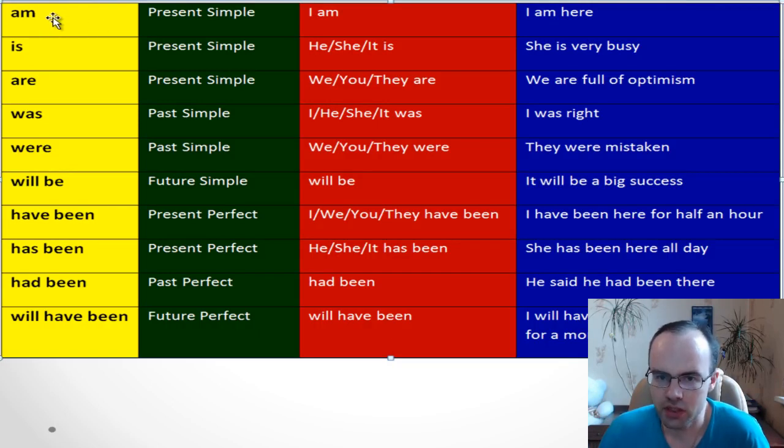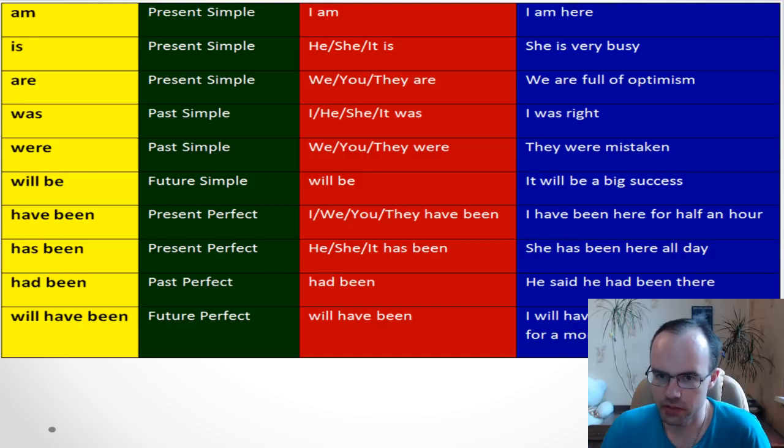So to sum up, we use am, is, are with present simple, was, were with past simple, will be with future simple, have been or has been with present perfect, had been with past perfect, and will have been with future perfect. But there are more difficult things, there are more exceptions, and we're going to talk about all these things too.